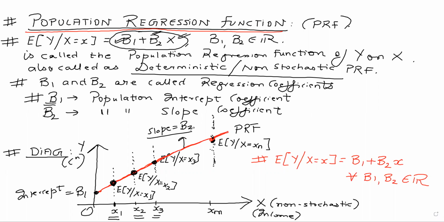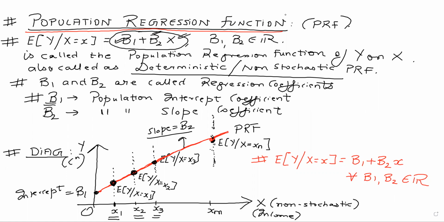So I hope students are clear with the concept of population regression function. Now, guys, we should know how to interpret B2 and how to interpret B1. But before doing that, we can also write one line as to what is the expected value of y given x equal to xi.